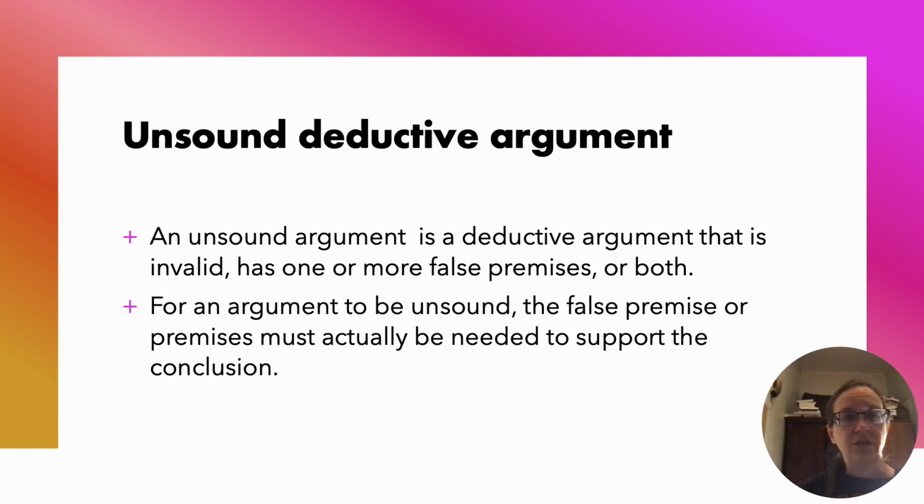So in an unsound deductive argument, either it is invalid, in other words, the conclusion does not follow from the premises, or the premises can be true and the conclusion false, or it has one or more false premises. It only has to have one false premise, right? But that false premise must be needed to support the conclusion, so it has to be part of the argument. It can't be one of those statements that we talked about before that doesn't really have anything to do with the conclusion. So it has to be an integral part of the argument.